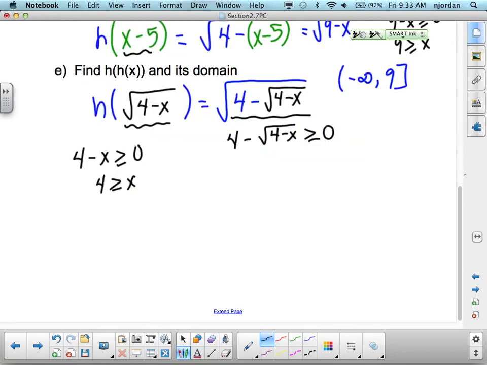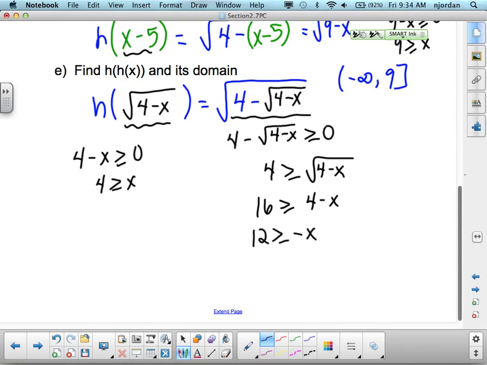Now be careful solving this. We're going to end up with 4 is greater than or equal to the square root of 4 minus x. If we square both sides, we'll get 16 greater than or equal to 4 minus x. We can subtract 4, and that will give us 12 greater than or equal to negative x. And of course, we have to solve for positive x. We flip the inequality sign, and we have x is greater than or equal to negative 12.